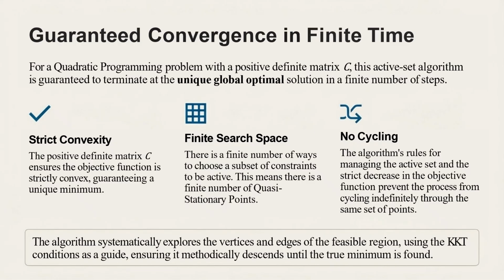In summary, this algorithm performs a methodical descent until the true minimum is found, using the KKT conditions as a guide to intelligently navigate the vertices and edges of the feasible region. I hope this session has provided you with a deep insight into the power of active set algorithms for solving complex optimization problems. Best of luck with your studies.